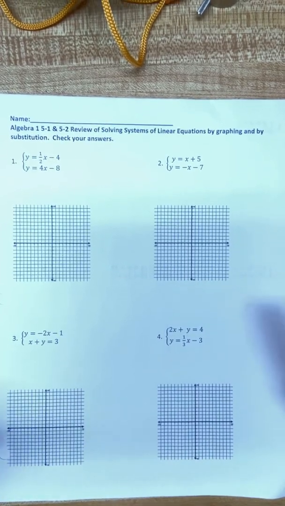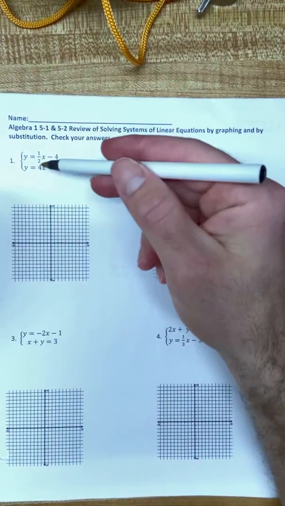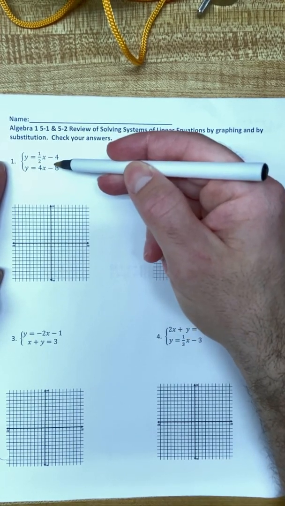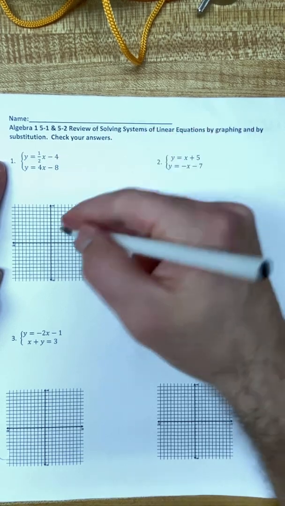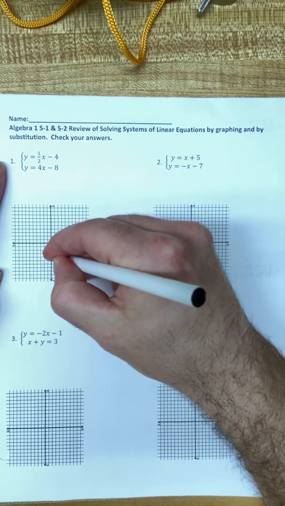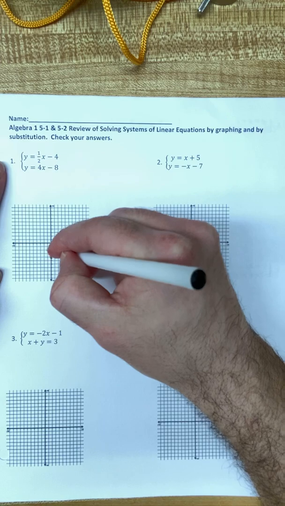All right, so going over solving by graphing and solving by substitution for your quiz. So first up, solving by graphing here. We have y equals 1/2 x minus 4 and y equals 4x minus 8. So again, let's start off here with y-intercept at -4. Slope of 1/2, so that means I'm going to go up 1, right 2.